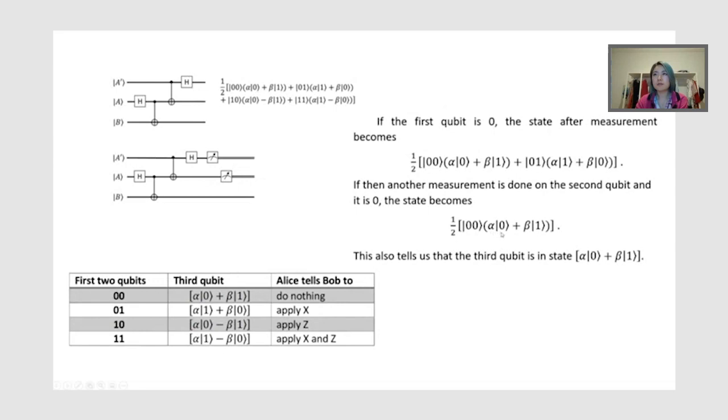Now look at this form here. This is where we want Bob to know. This is A dash, this arbitrary state. Without doing anything, Bob's state will know when he does a measurement, he will get this. It automatically comes out as a result that this arbitrary state is the same thing in Bob's hand. So this is a very interesting thing about teleportation.